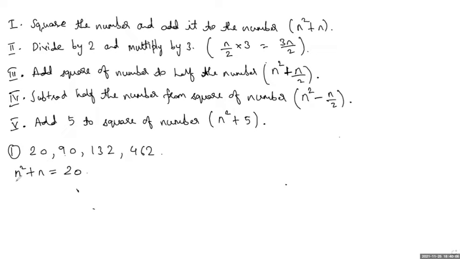Check for n is equal to 1. For n is equal to 1, 1 square plus 1 is 2, not matching. Next, check for n is equal to 2. 2 square plus 2. What is 2 square? 2 square is 4. 4 plus 2 is 6, not matching. Try for the next number. What is the next number? n is equal to 3. 3 square is 9. 9 plus 3 is 12. Again, not matching. Try for n is equal to 4. 4 square is 16. 4 square plus 4. What is 16 plus 4?